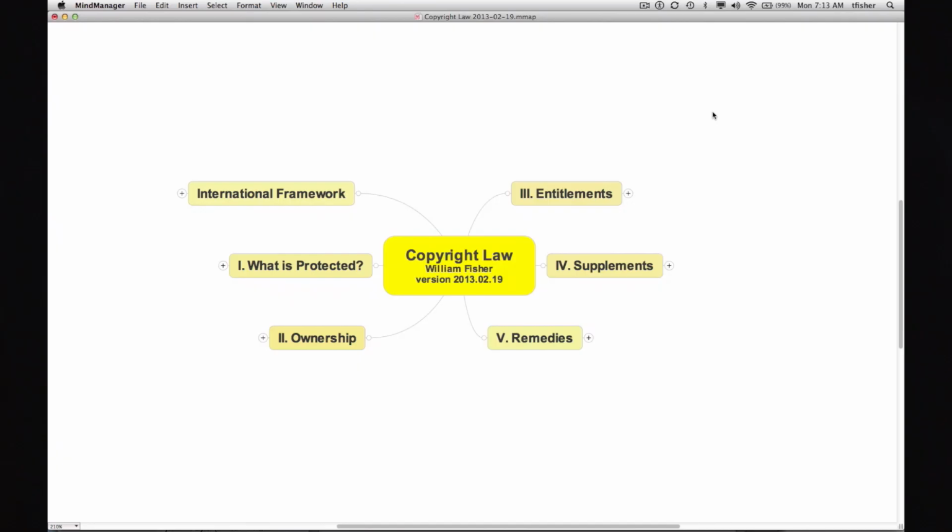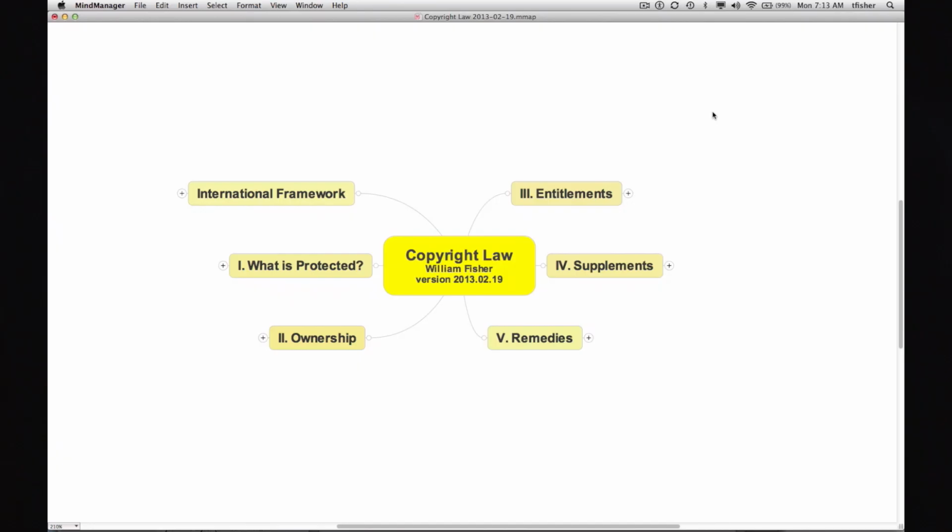We arrive finally at the heart of copyright law. In the next 3 lectures, we'll examine the principal rights that a copyright owner enjoys and the corresponding limitations upon those rights designed to accommodate the interests of the public at large.